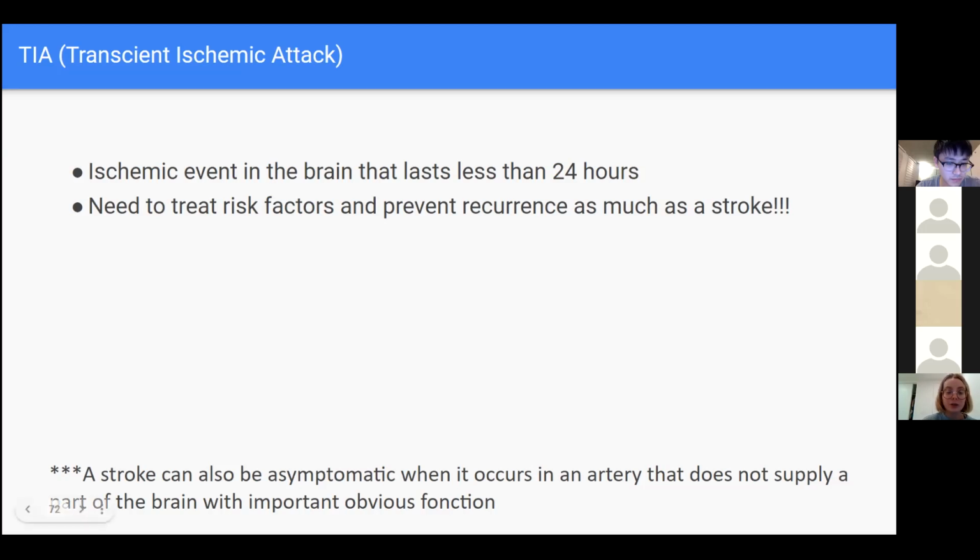Also, a little addendum: we know that a stroke can also be asymptomatic when it occurs in an artery that doesn't supply a part of the brain that has an important or obvious function, but it still could happen, and then you can see it on CT scan afterwards incidentally.